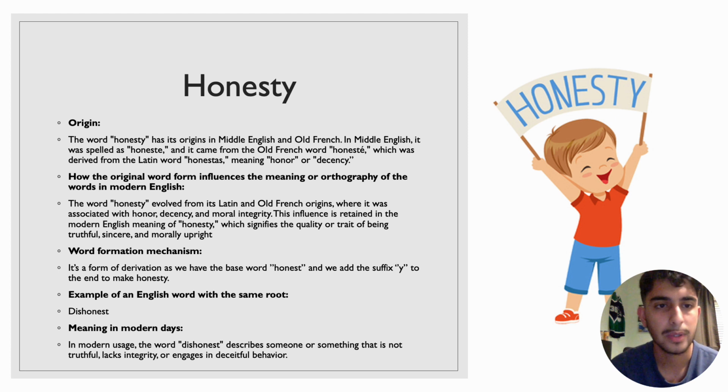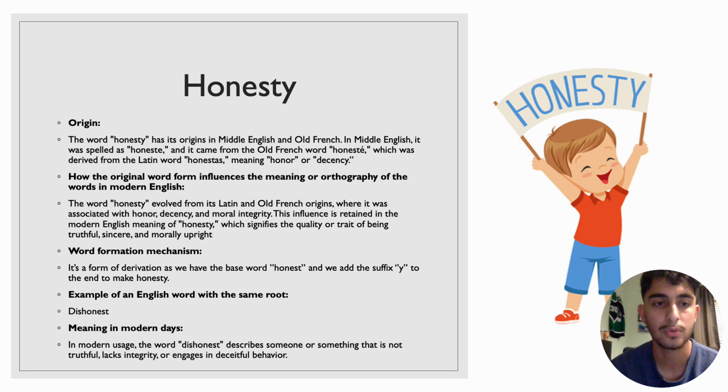Honesty. The word honesty has origins in Middle English and Old French. In Middle English, it was spelled honest, and it came from the Old French word honeste, which derived from the Latin word honestas, meaning honor or decency. The word honesty evolved from its Latin and Old French roots, where it was associated with honor, decency, and moral integrity. This influence is retained in the words we use nowadays for honesty. So it's basically the same thing.